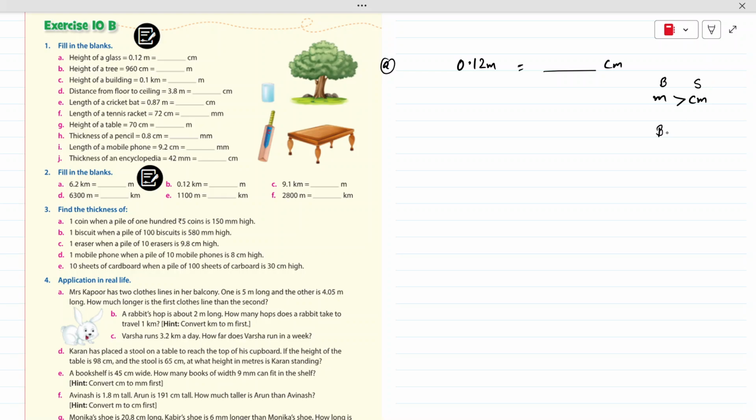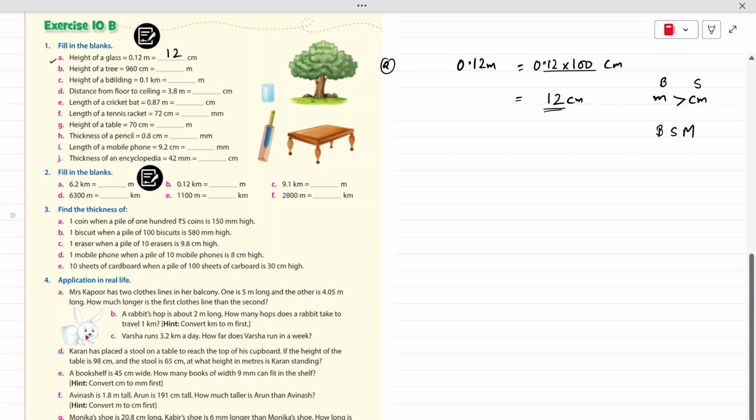We have learned the concept of BSM. That means whenever we are converting a unit of bigger length to smaller length, we have to multiply. To convert meter to centimeter, the relationship is that 1 meter is 100 centimeter. So 0.12 meter will be 0.12 multiplied by 100, and when we multiply this, we get the answer as 12 centimeter. So I'm writing 12 here.